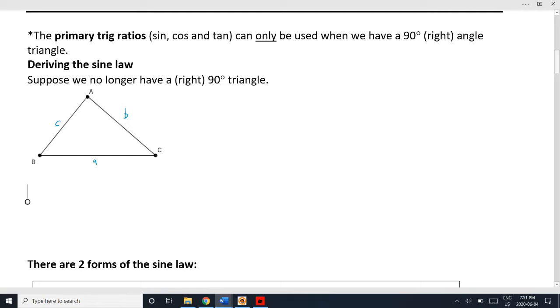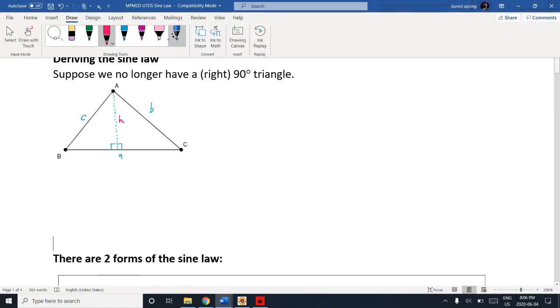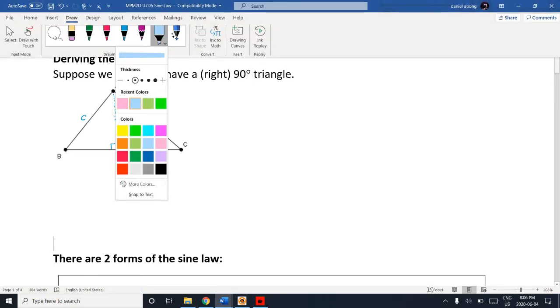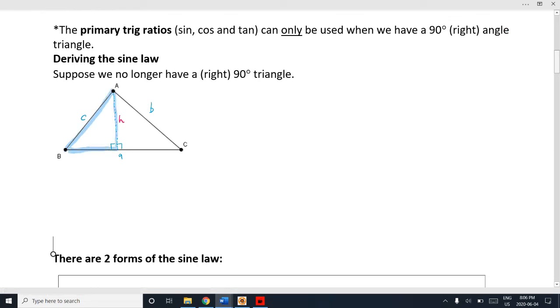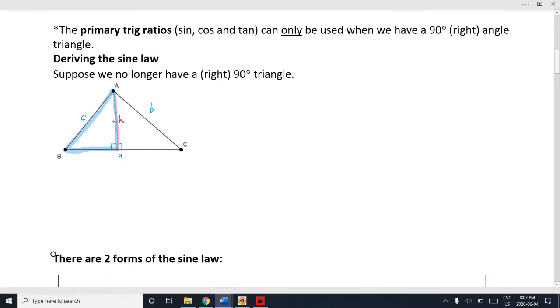Okay, we can actually turn this into a set of two right triangles if we drop what we call the altitude, which is a line perpendicular to BC and goes to vertex A. This creates two right triangles. The center line that we drew is h. Now I'm just going to highlight the two different right triangles we formed. We have one triangle in blue here, and another triangle highlighted pink right over here.